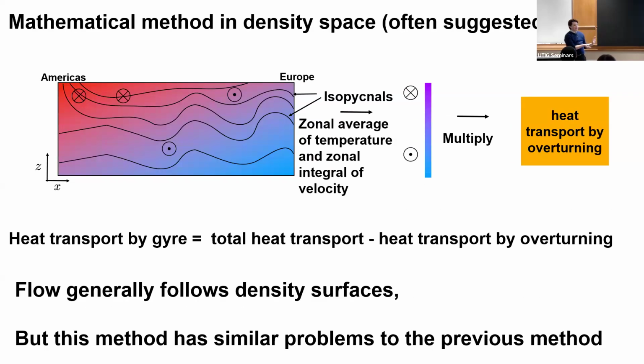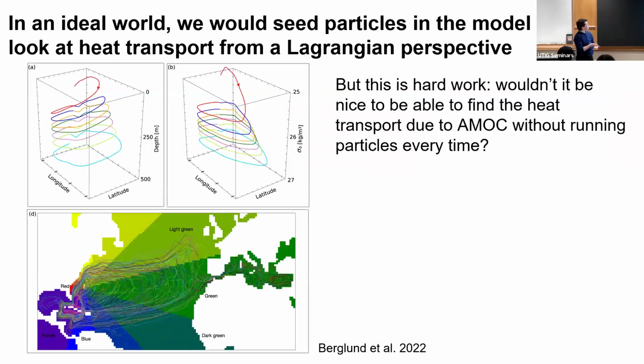We could also do the same thing on density surfaces. This was often suggested to me when I started working on this problem, but it has some similar issues to the previous method, although yes, flow does generally follow density surfaces. In an ideal world, we would see particles in a model and we would look at heat transport from a Lagrangian perspective. And this is hard work. At the time when I did this work, I was saying, okay, maybe I want to come up with a method that solves this problem, so we can always avoid running particles. I think actually it turns out that didn't work.